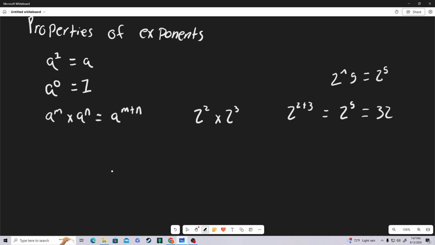Okay, but how do we prove that? Well, if we take this and we go 2 times 2, we put that in parentheses, times 2 to the third, which is 2 times 2 times 2. When we just evaluate this, well, 2 times 2 is 4. 2 times 2 times 2 is 8. 4 times 8, oh yeah, look at that, it's 32. Makes sense.